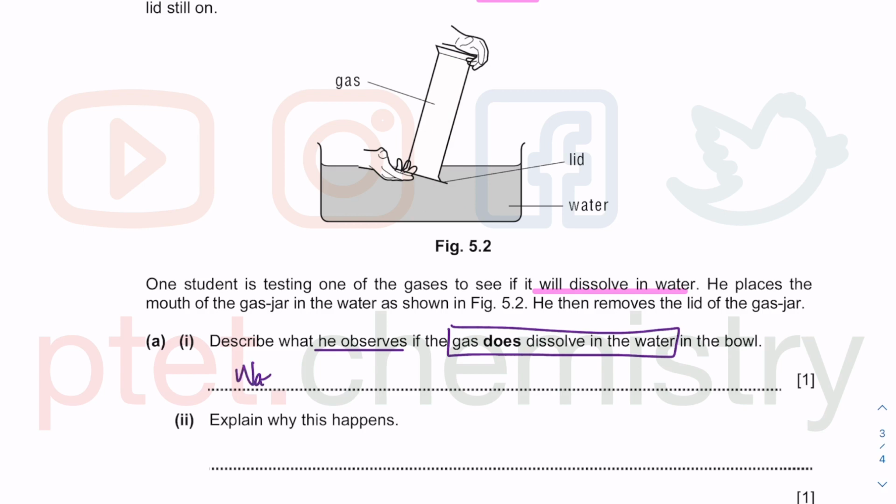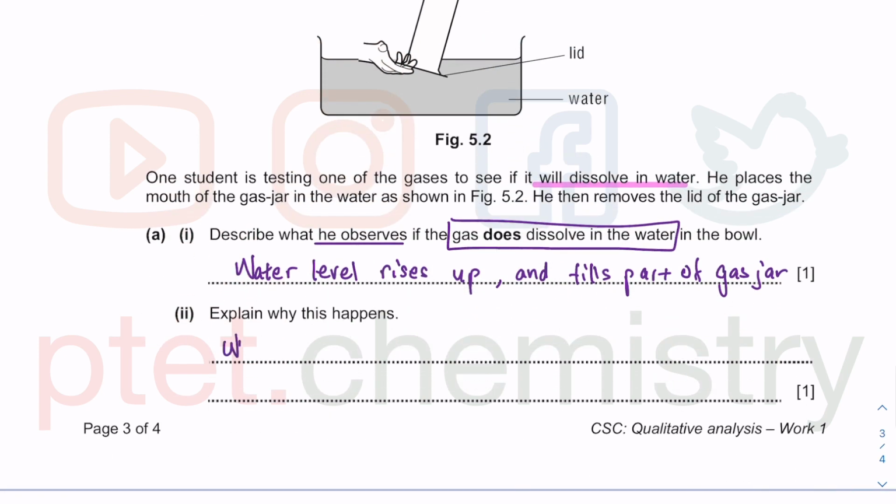So we will see the water level rise up and fill part of the gas jar. Basically the water level will go up because when the gas dissolves in water, we get a lesser volume of the gas. Therefore, the volume in the gas jar will decrease. Lesser volume of gas in the gas jar.